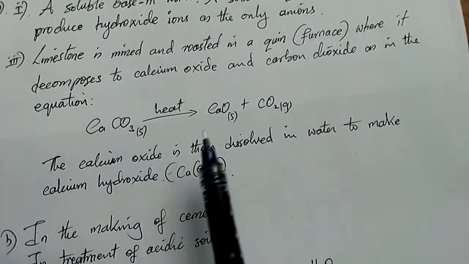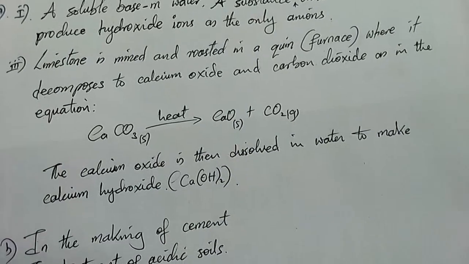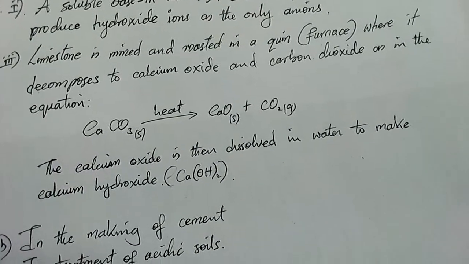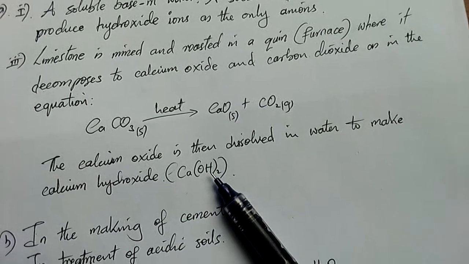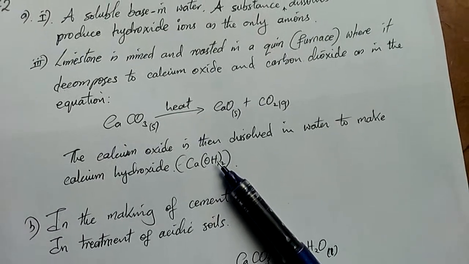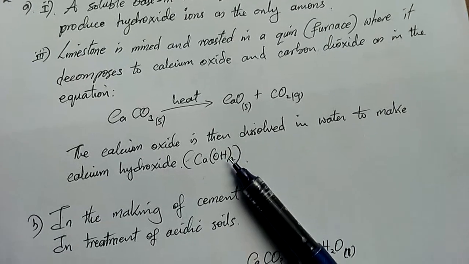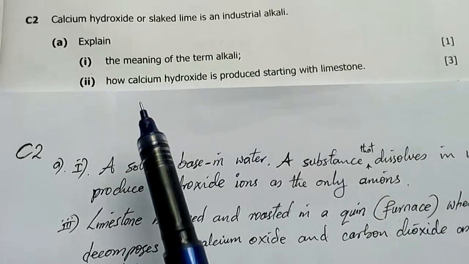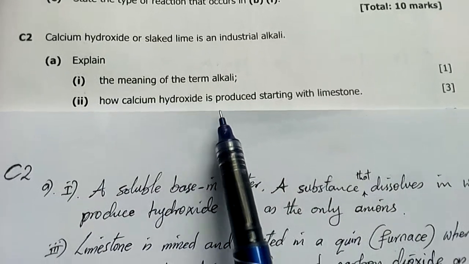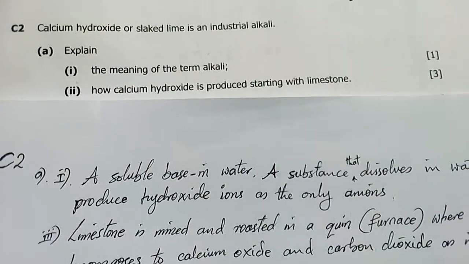The calcium oxide, which is this product here, is then dissolved in water to make calcium hydroxide, which is this. And this can be crystallized. Calcium hydroxide can be crystallized, but it can still dissolve back into water to give you an aqueous solution. So that's my explanation on how calcium hydroxide is produced starting with limestone.